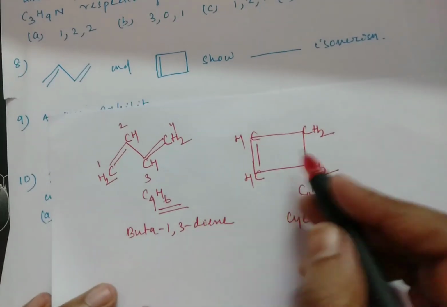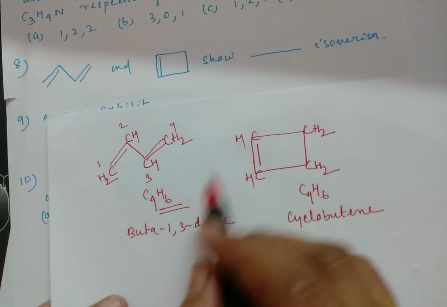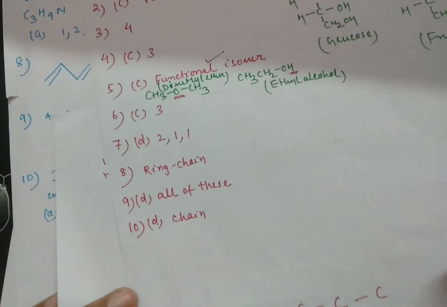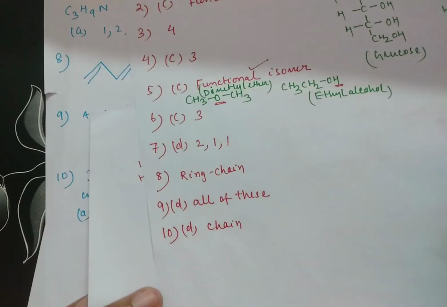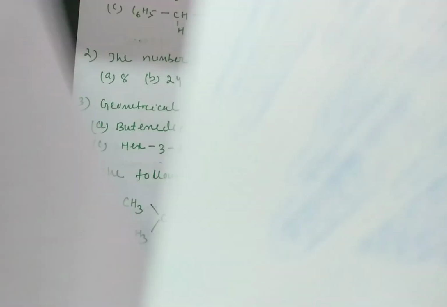So these two are which type of isomers? This is ring chain isomerism. So the answer is ring chain isomerism. Okay. Now the next question is question number 9. What is question number 9?